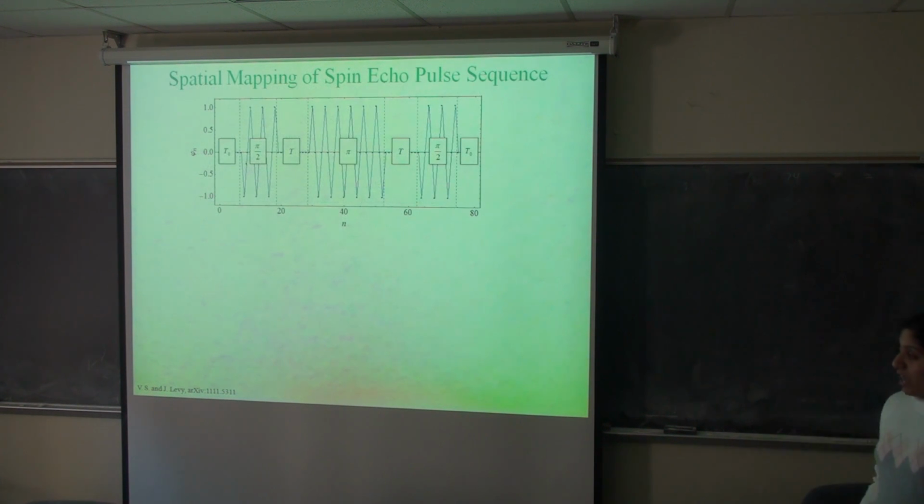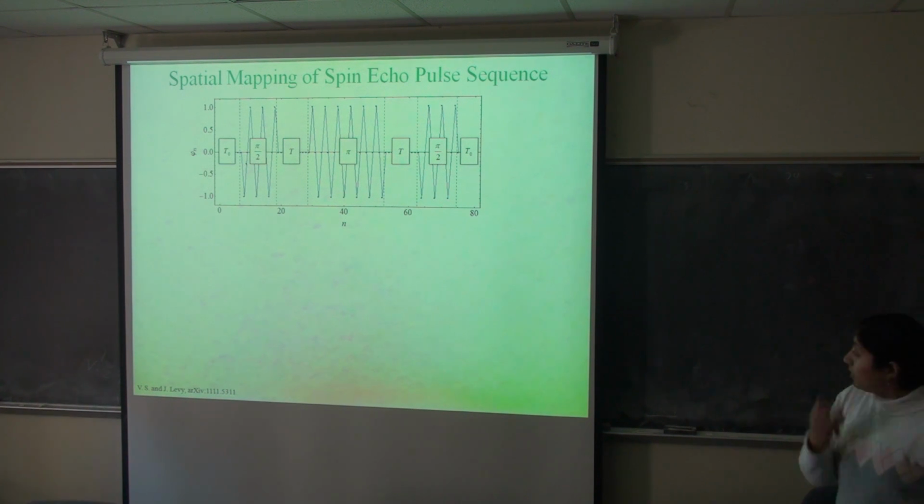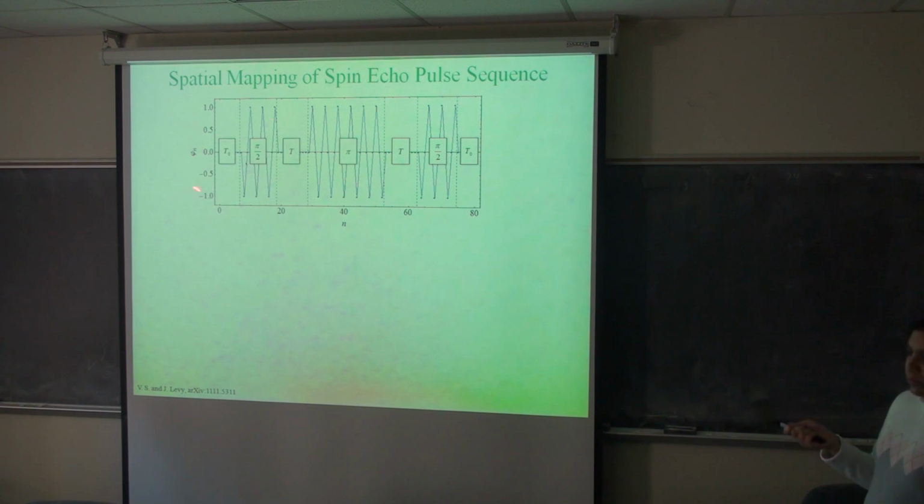So as a specific example, we can consider the mapping of a spin echo pulse sequence from time to space. And so for time, the sequence consists of a pi/2 rotation, followed by a time interval of free evolution, and then a pi pulse, then another free evolution time interval equal to the first, and a last pi/2 pulse. And here we've added two time intervals of free evolution just to see the starting and ending points more clearly.